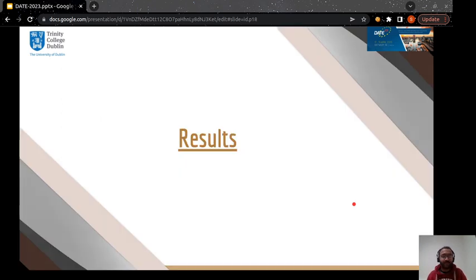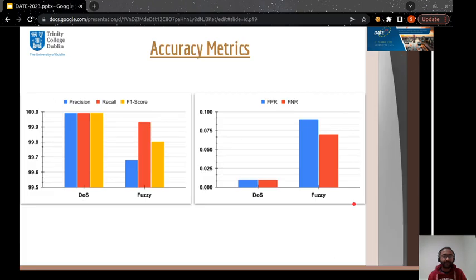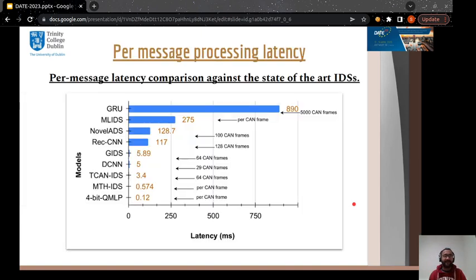We now discuss the experimental results of our paper. We tested our intrusion detection system with 50,000 messages for each of the two attacks, denial of service and fuzzing. From the accuracy metrics, we see that the intrusion detection system gives near perfect classification accuracies for both the attacks, denial of service and fuzzing, with only slightly higher false positive rate for the fuzzing attack.